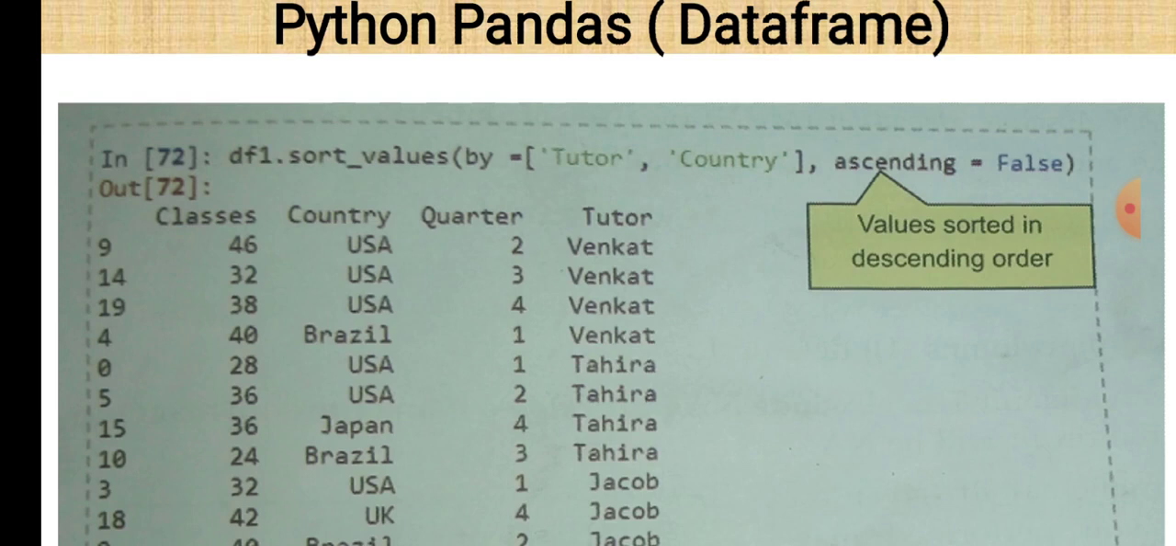So first of all, data will be sorted according to first column name, and then if it is found that values regarding the first column name are found to be same, then data will be sorted according to the second column name. And if you want to find out the data in descending order, then just give the value ascending is equal to false. Then in that case, data will be sorted in descending order.